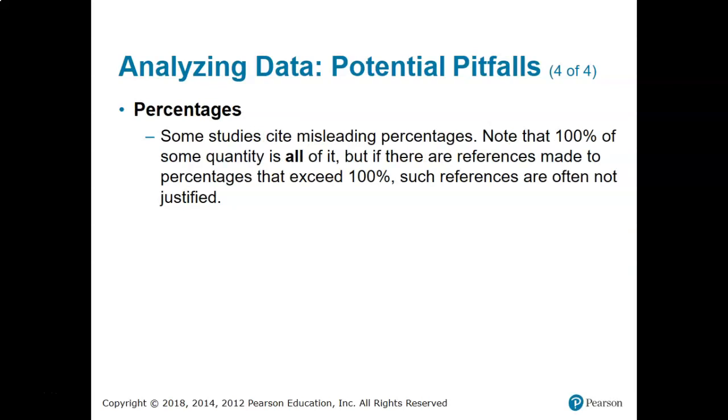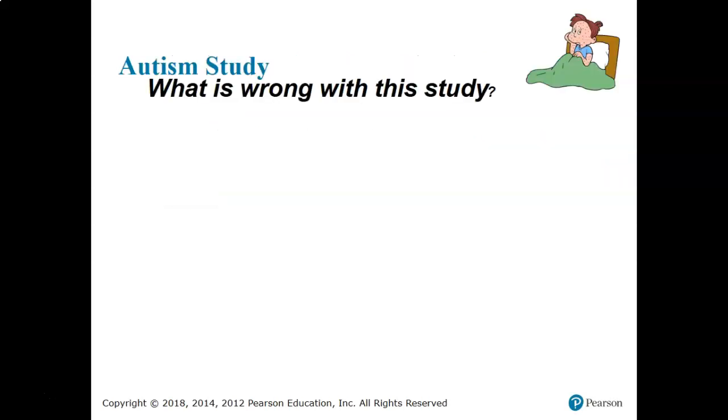Percentages, one thing, be really careful. Your percentages should not exceed 100%. So if you're referencing something that exceeds 100%, then it's not going to be justified. Also, 100% of some quantity is all of it. So just keep that in mind as well. Okay, so I have a couple studies here for you to look at. So I'm going to pull them up. I would suggest pausing them, reading them, and then listen to what I say about what's wrong with those.